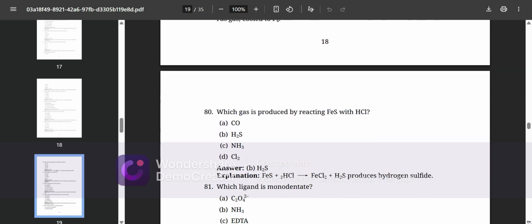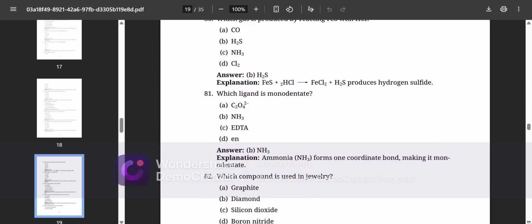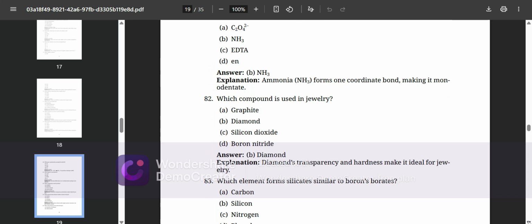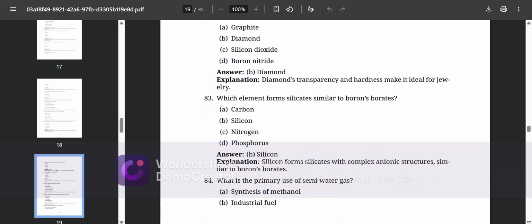Which gas is produced by reacting FeS with HCl? H2S. FeS plus 2HCl gives FeCl2 plus H2S, producing hydrogen sulfide. Which ligand is monodentate? NH3. Ammonia, NH3, forms one coordinate bond, making it monodentate. Which compound is used in jewelry? Diamond. Its transparency and hardness make it ideal for jewelry.